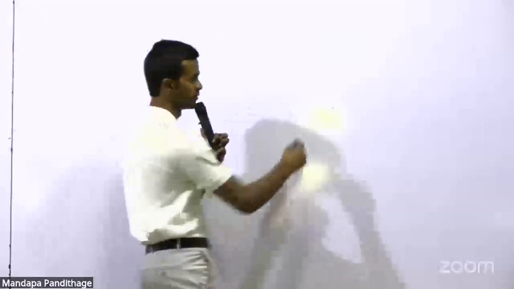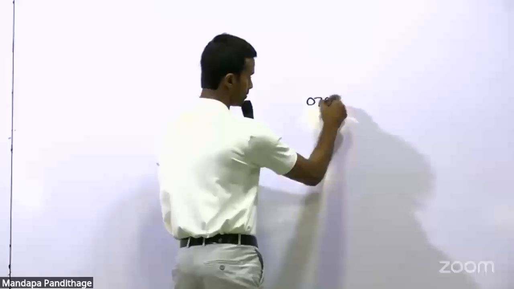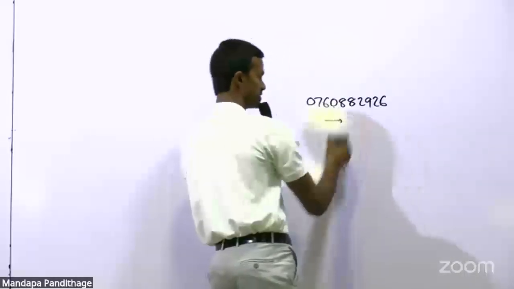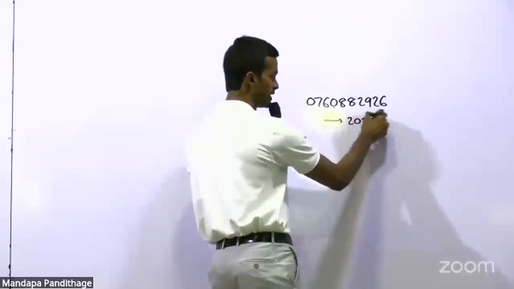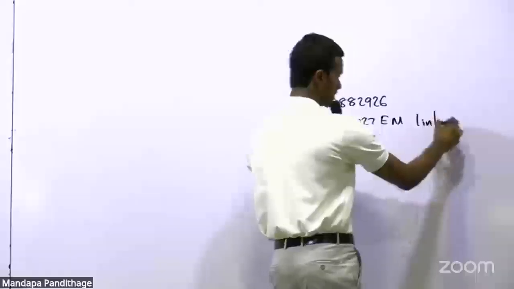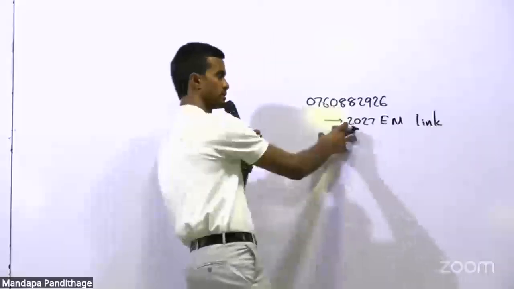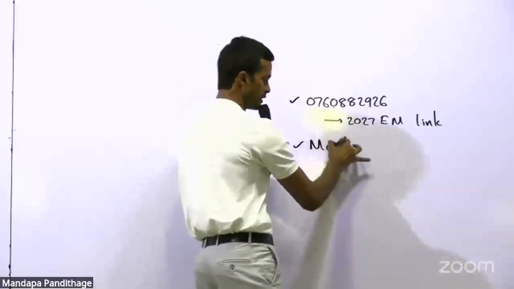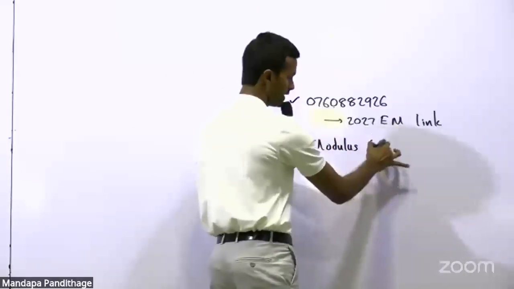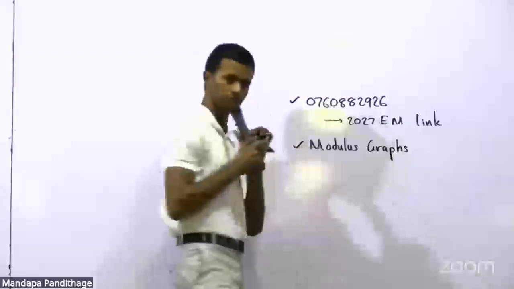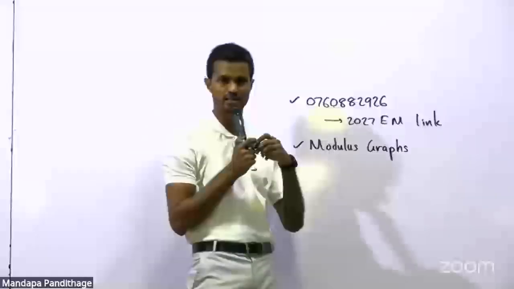A small thing: the ones who joined online as new students, what you have to do is send a WhatsApp message to this number and get the 2027 English medium Telegram group link. Get this link and join this group, and all the lessons. Last month we did the lesson modulus graphs; except this lesson, every other lesson has been uploaded to YouTube, so you can easily access them.